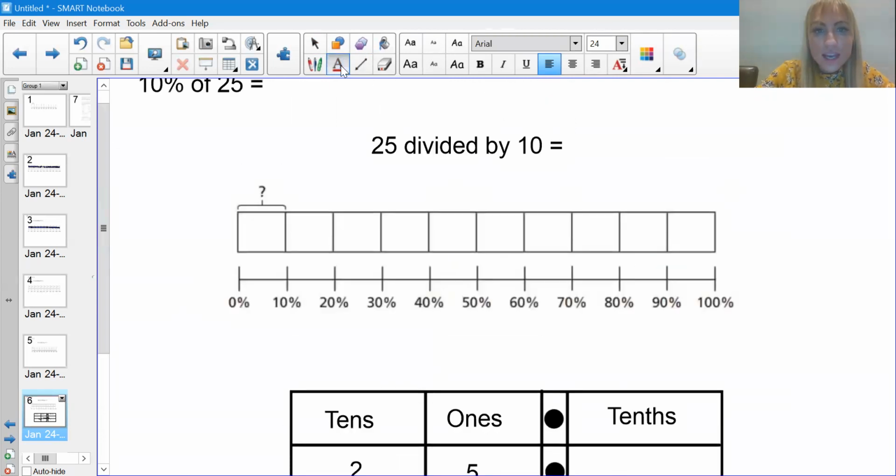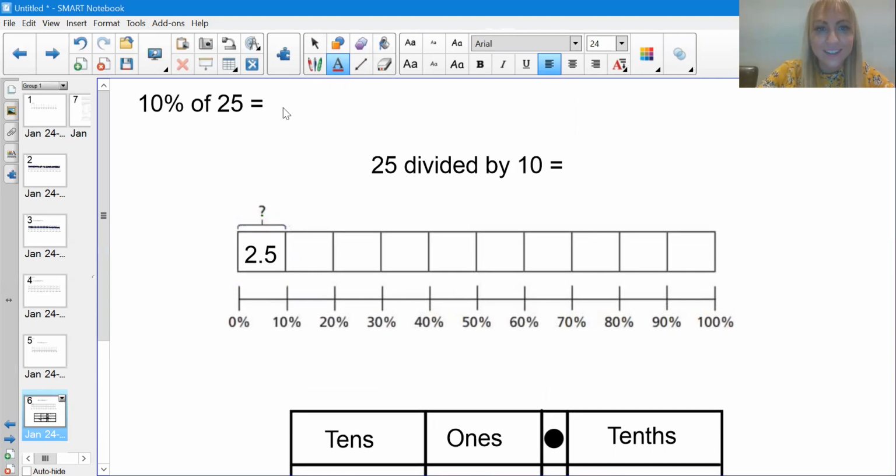So each of these is worth 2.5. So 10% is worth 2.5. If I have 10 lots of 2.5, I have 25. So my whole amount is 25. I've divided it into 10 equal parts and each part is 2.5. So 10% is 2.5.